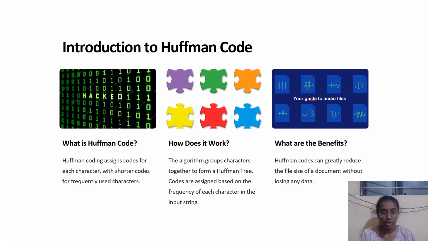Introduction of the Huffman code. What do you mean by Huffman code? Huffman coding assigns a code to each character which shortens the code for the frequently used characters. And how does it work? The algorithm groups characters together to form a Huffman tree. Codes are assigned based on the frequency of each character in the input string. The benefit that we get from the Huffman tree is that Huffman coding can greatly reduce the size of the document without losing any data.